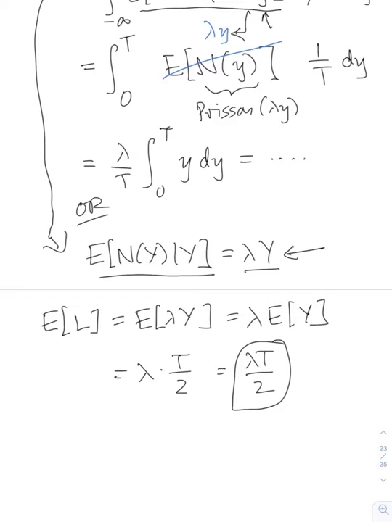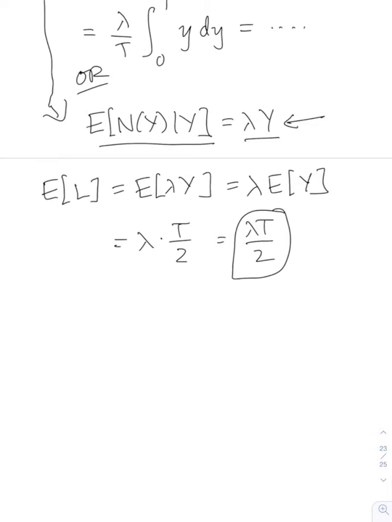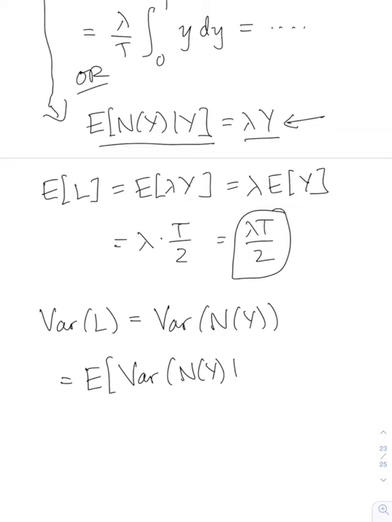All right, we can go on and get the variance. So what's the variance of L? For the variance of L, I can use the conditional variance formula. So I'm going to condition on the inside. It's the variance of N of Y, and I can condition on the inside by Y. The conditional variance formula says that this is the expected value of the variance of N of Y given Y, plus the variance of the expected value of N of Y given Y.